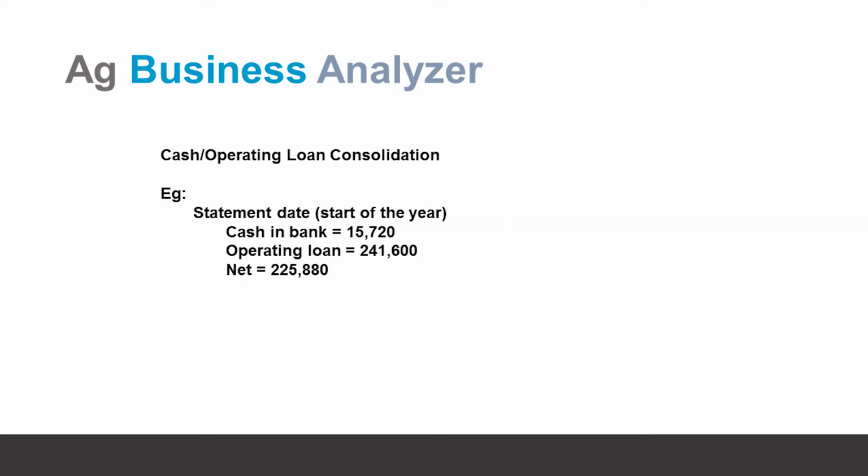So just to give an illustration, in our statement we had checking account cash at zero and we had cash saved at $15,720. But let's say that $15,720 was actually checking account cash. There's an operating loan of $241,600. And so in this illustration then, the net, the amount that would be in the cash pot, would be $225,880, which is the net of checking account cash of $15,720 and the operating loan amount of $241,600.